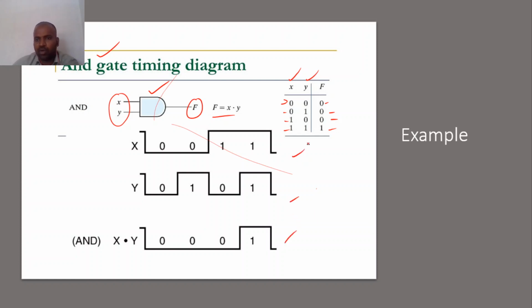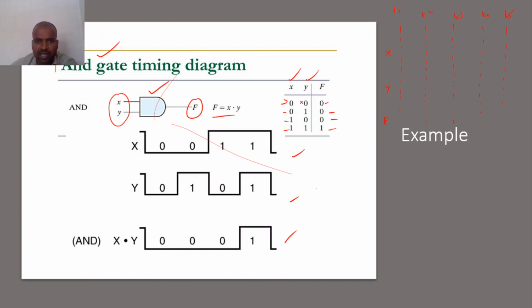Let me draw here. First the X signal, then the Y signal, then the output F. Before drawing this, first we need to create some vertical lines. These vertical lines indicate the time intervals. Like this, you can draw these vertical lines. This is time t1, t2, t3, t4, t5.